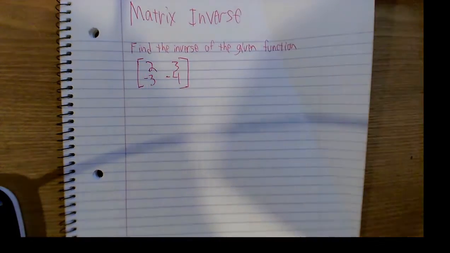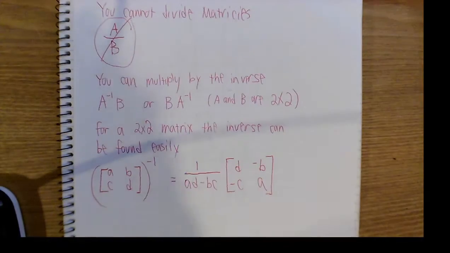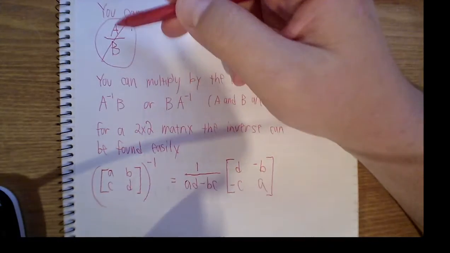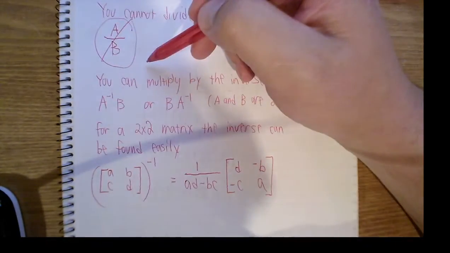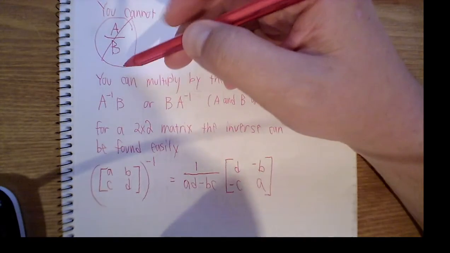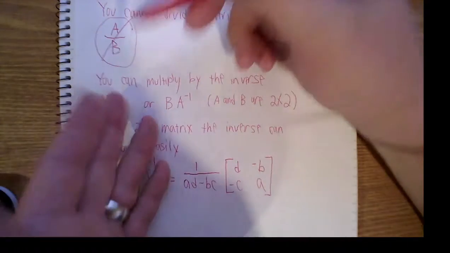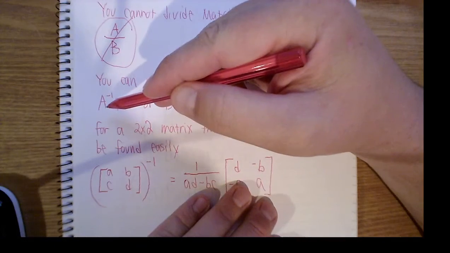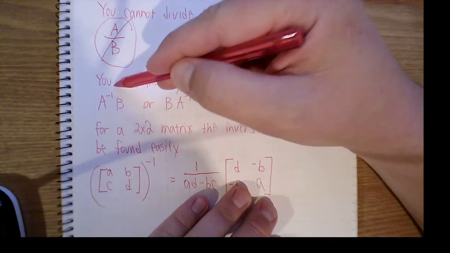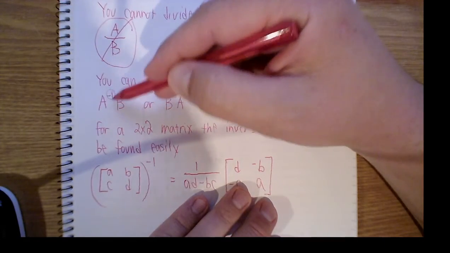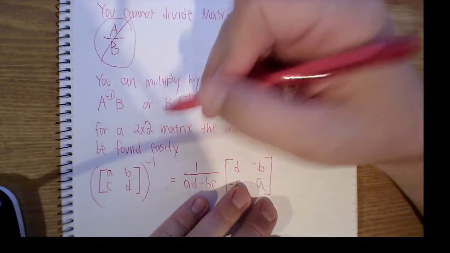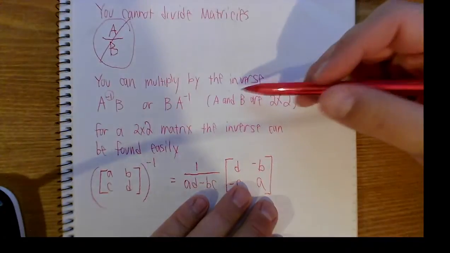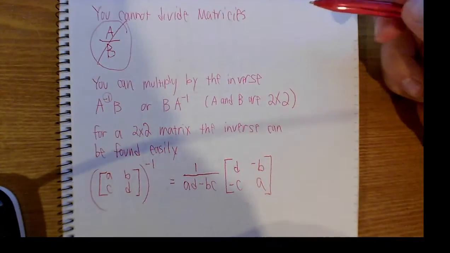Well, in matrices, unlike regular algebra, you can't divide matrices. I can't just do matrix A divided by matrix B. That's impossible. However, if I want to do the same thing as division, I'd have to multiply by the inverse. So I can either do A inverse, that's what this -1 means, inverse, times B, or I can do B times A inverse. And in this case, we're assuming they're both 2 by 2 matrices.